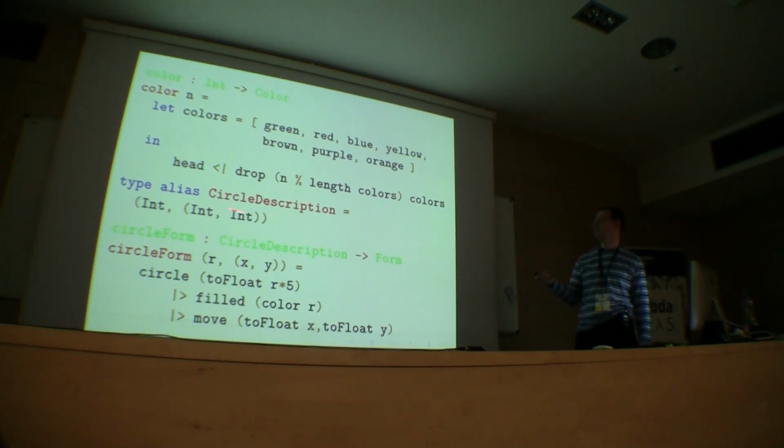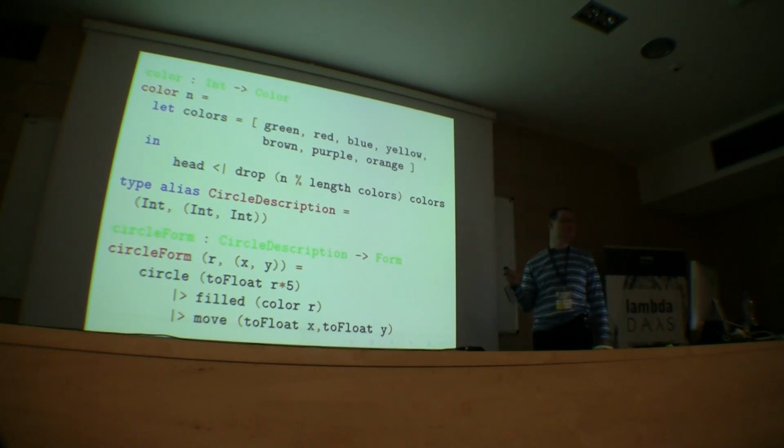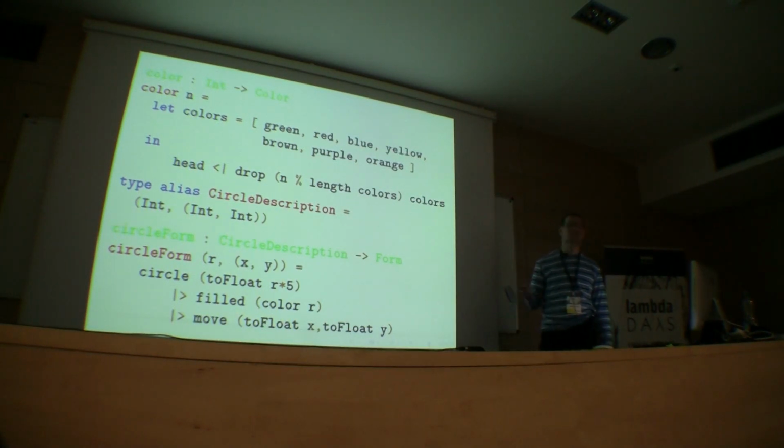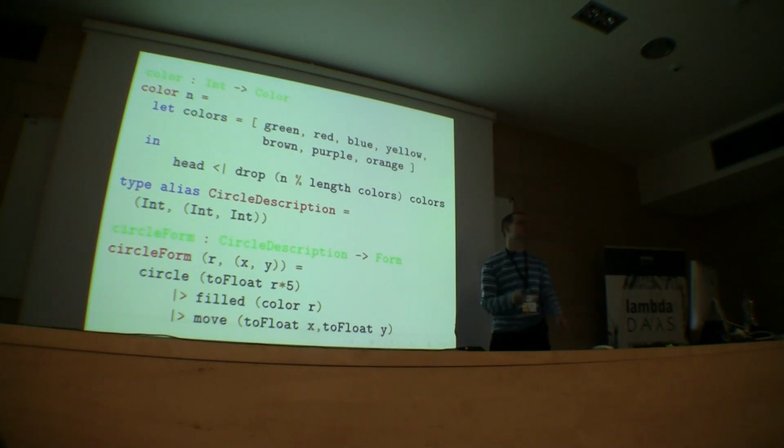I'm defining a type alias. So a tuple with an integer on the left, which will represent the radius, and the tuple on the right, which will represent the position of the center of the screen, I give it an alias called circle description. And now I have a function that takes a circle description and returns a form, which is another data type from the standard library. In a moment, I will show how a list of forms will be transformed into an element.